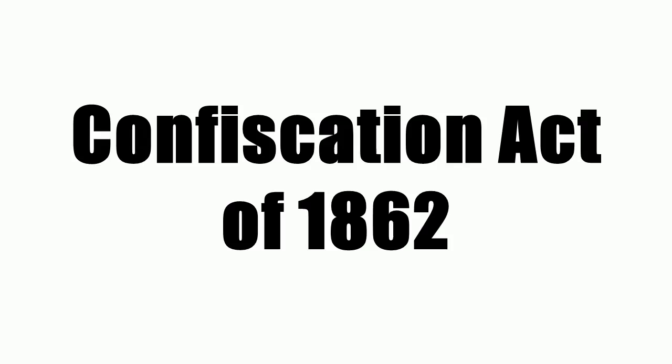Text of the Act. Chap. CXCV, an act to suppress insurrection, to punish treason and rebellion, to seize and confiscate the property of rebels, and for other purposes. Be it enacted by the Senate and House of Representatives of the United States of America in Congress assembled, that every person who shall hereafter commit the crime of treason against the United States, and shall be adjudged guilty thereof, shall suffer death, and all his slaves, if any, shall be declared and made free, or, at the discretion of the court, he shall be imprisoned for not less than 5 years and fined not less than $10,000, and all his slaves, if any, shall be declared and made free.